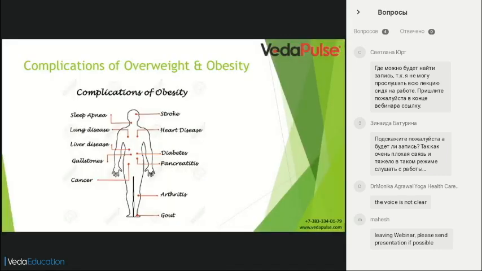It is important to take care of obesity because it is having a lot of complications. It can lead to a higher risk of stroke and heart problems, diabetes and pancreatitis. Sleep apnea is one of the major problems. A lot of lung and liver diseases, gallstones, etc. can happen, and it can also lead to arthritis.